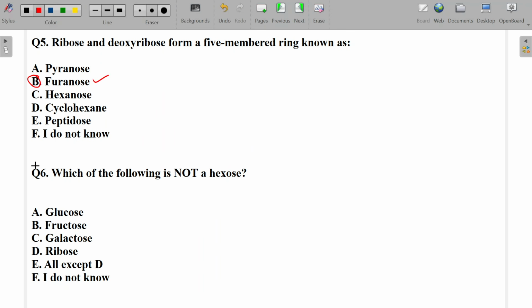Okay. Question 6. Which of the following is not a hexose? A. Glucose, B. Fructose, C. Galactose, D. Ribose, E. All except D, F. I do not know. Ribose. Okay, correct.